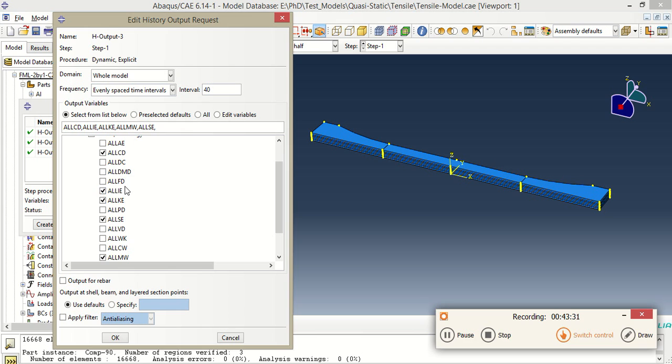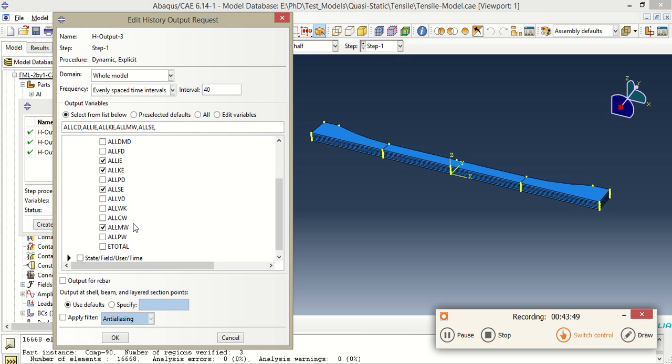ALLIE is the total internal energy of the system, ALLKE is the total kinetic energy of the system, ALLSE is the total strain energy of the system, and ALLMW is the energy generated due to mass scaling. Mass scaling I have used, so this is the energy generated due to mass scaling.